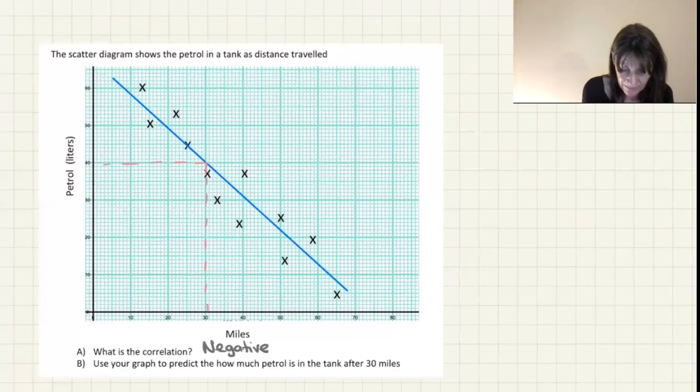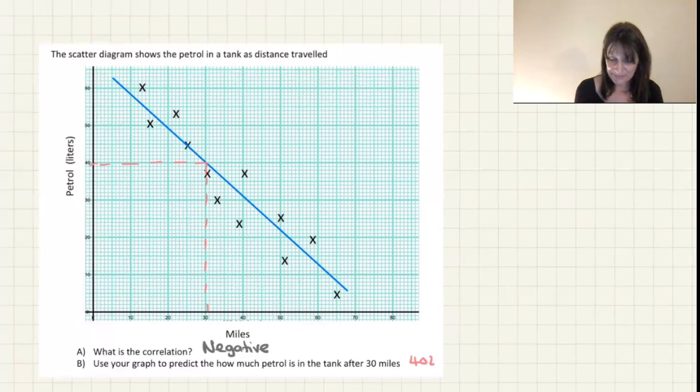This is working out well for me, isn't it? Because it's coming out bang on 40. So my answer is 40 litres. And I've answered it. Okay, so that's what we're going to practice in the session. We're going to practice recognizing the correlation, putting on a line of best fit, and making predictions. And just be mindful of your scales. You need to be as accurate as you can be coming along those lines.